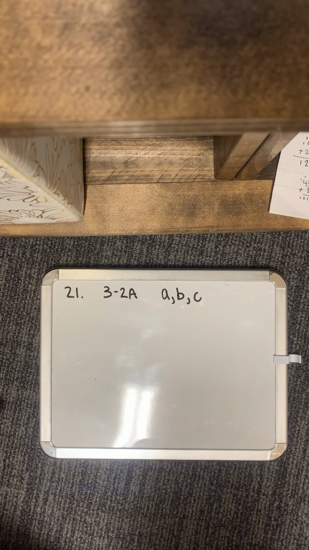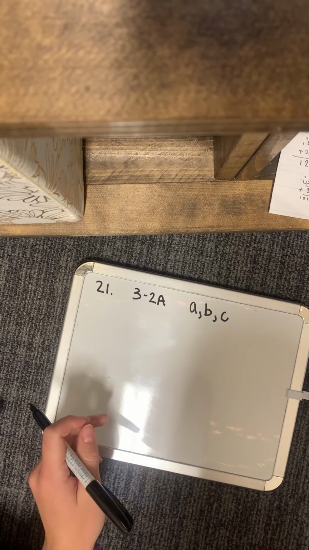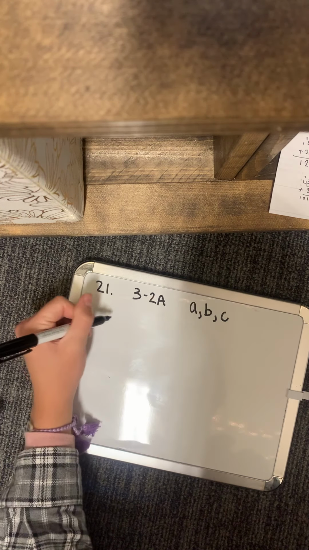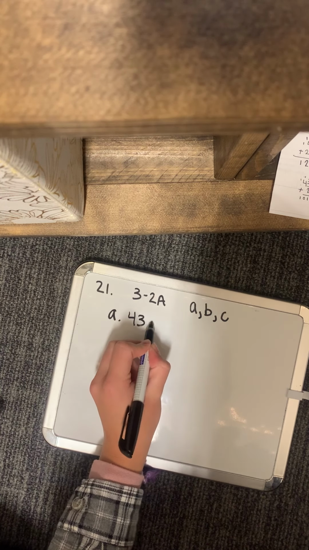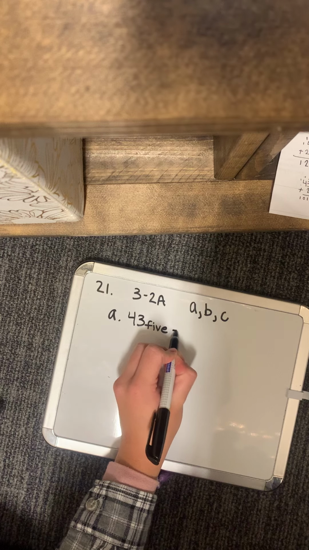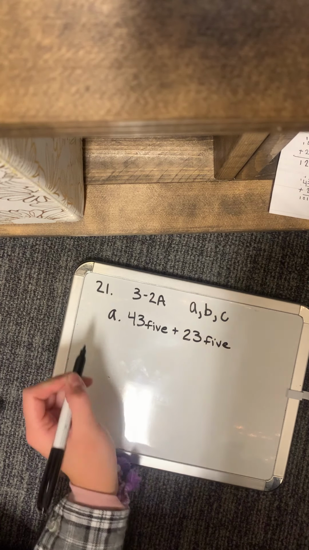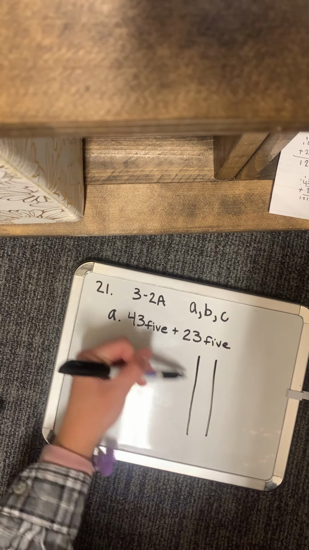Today we're going to be solving 21, 3, 2a, A, B, and C. So we're going to start with A, and we're doing 43 base 5 plus 23 base 5. We're going to use column addition to solve this base 5 problem.